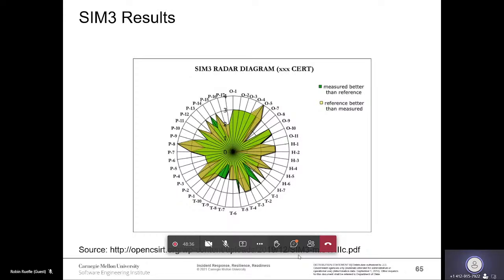Same type of thing from the SIM3. And in this case, the SIM3 has 4 areas of parameters. They have organizational issues that are like, do you have definitions? Do you have your service levels? Do you have incident classification and severity? They have human parameters. Do you have a code of conduct? Do you have personal resilience, that you have surge support? Or you can, if you have to, you can do 24/7 coverage. Do you have the right skill set?